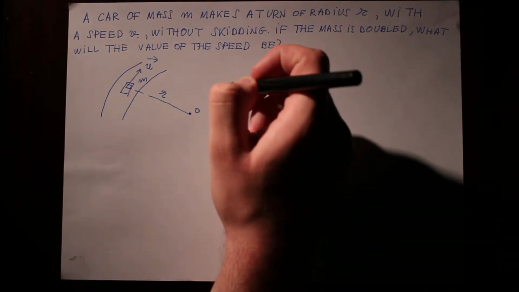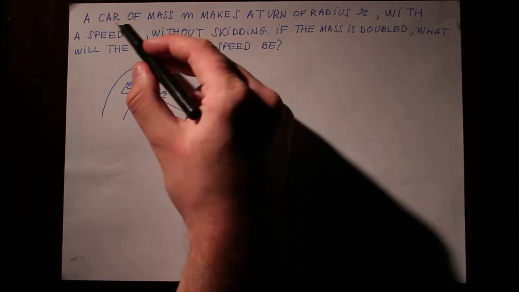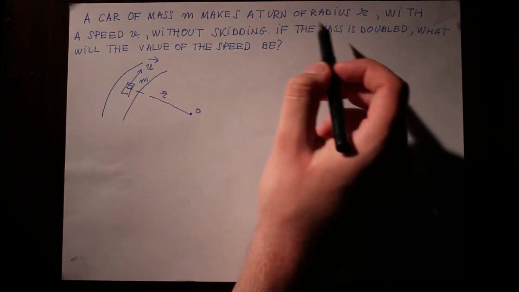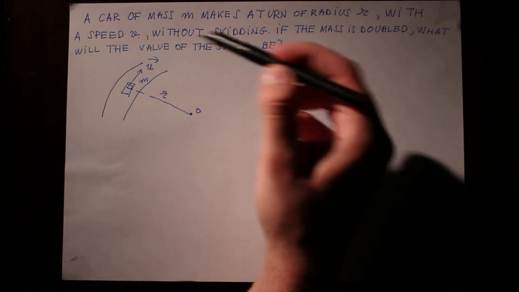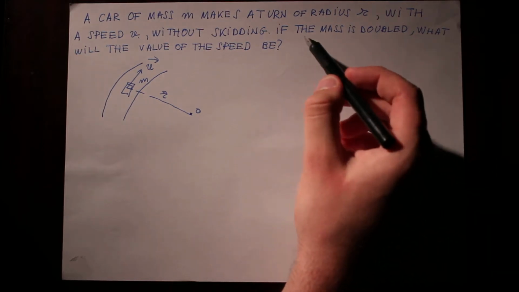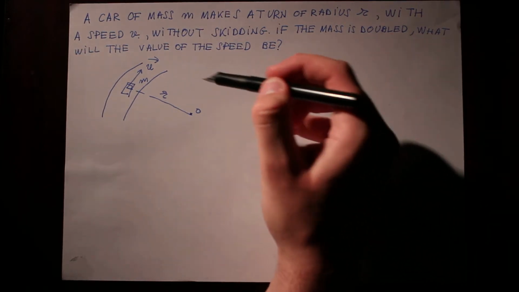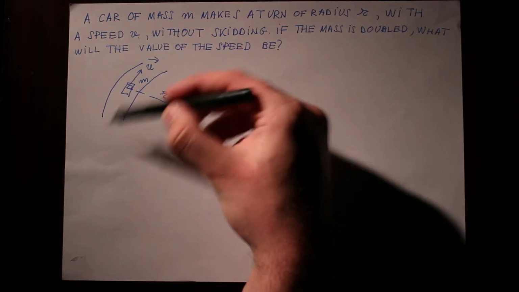Let's suppose you encounter this kind of problem on the SAT subject physics test. You have a car of mass m which makes a turn of radius r while going at a speed of v miles per hour, and it does this while managing not to skid on the surface. Then the mass is doubled and you are asked to find the velocity necessary to do this exact same movement.